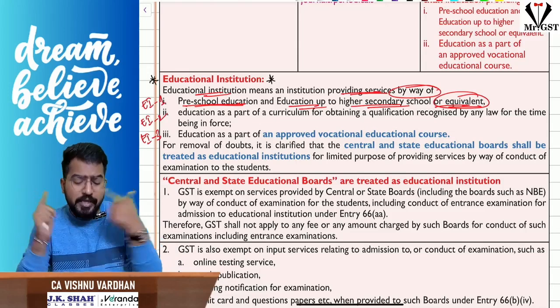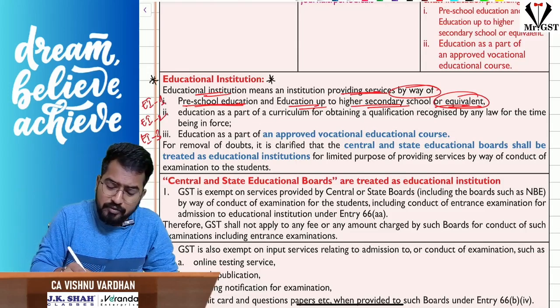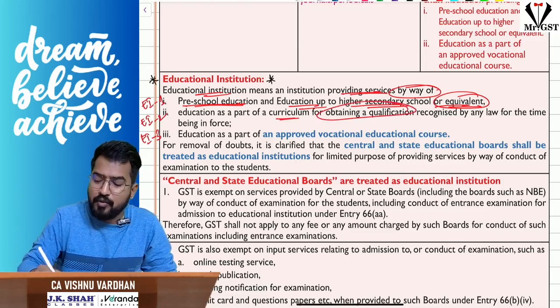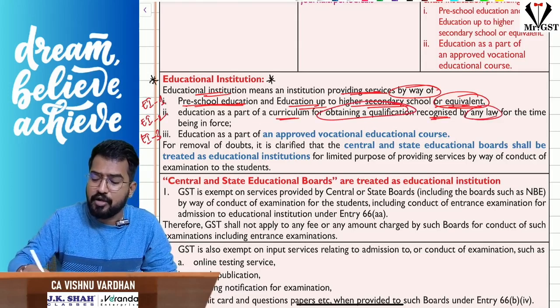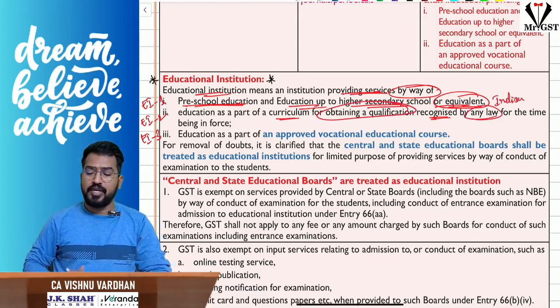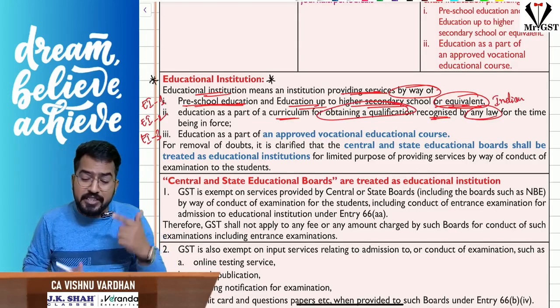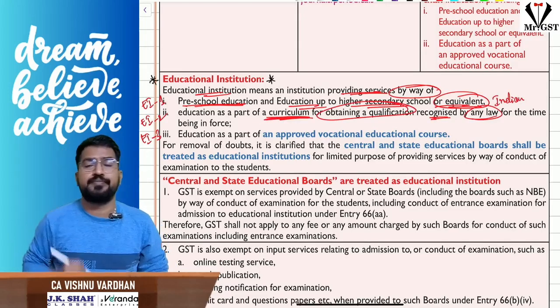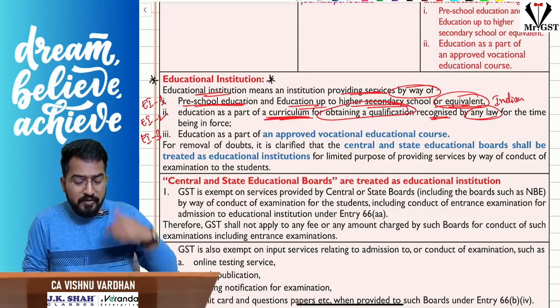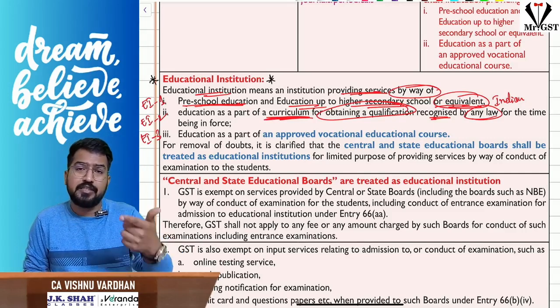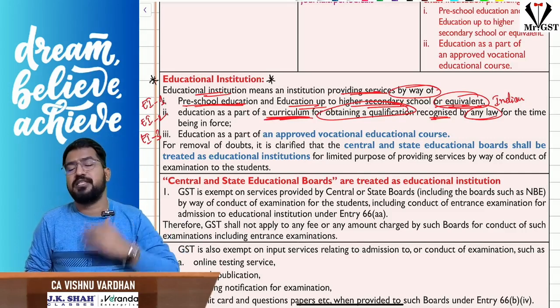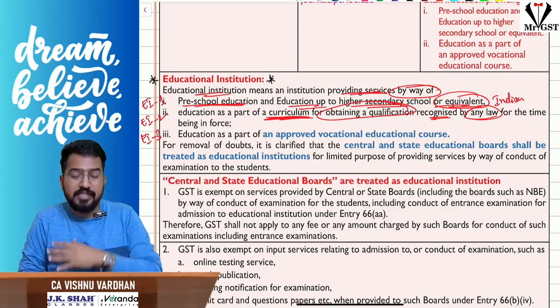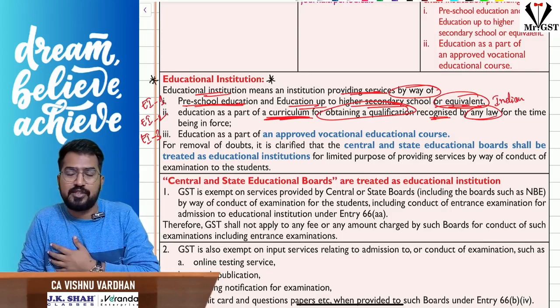EI2 is nothing but education as a part of curriculum for obtaining a qualification recognized by any law. Here, any law means Indian law, not foreign law. So you are providing education as a part of curriculum, are you understanding the point, for obtaining any qualification recognized by law. Law means Indian law.